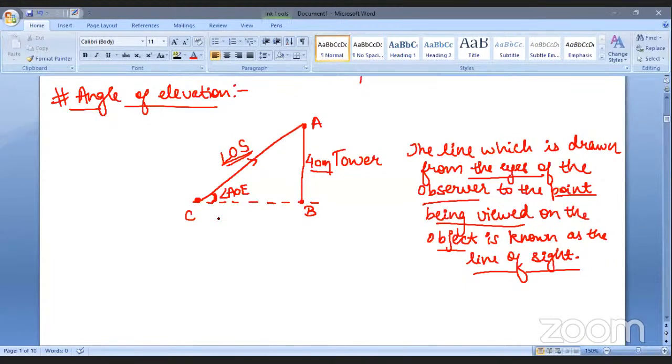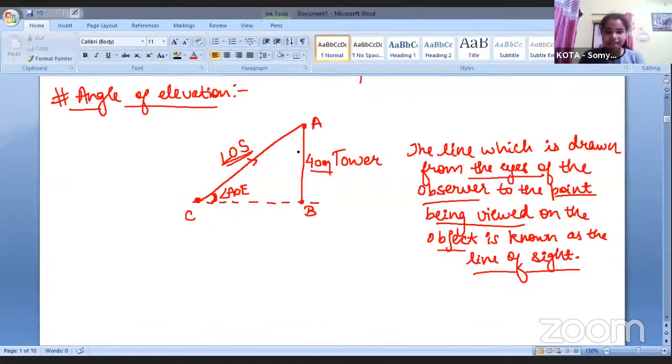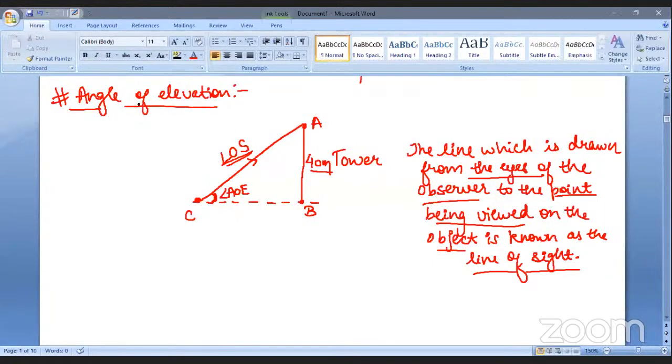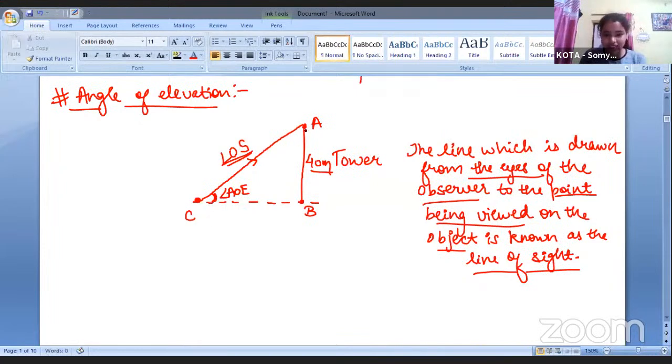Ma'am, it is angle AOB, ACB, na ma'am? Yes, it is angle ACB, but I am talking about angle of elevation. Yes, it is angle ACB only. Actually, when I saw it for the first time, I also had the same confusion.